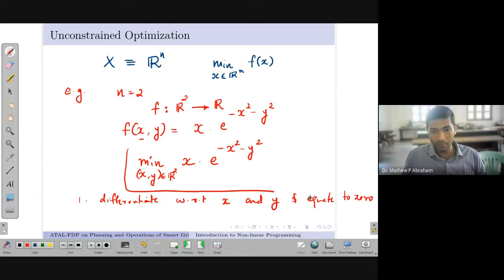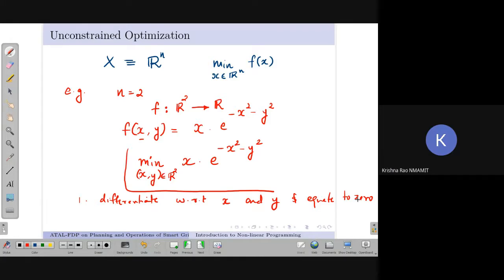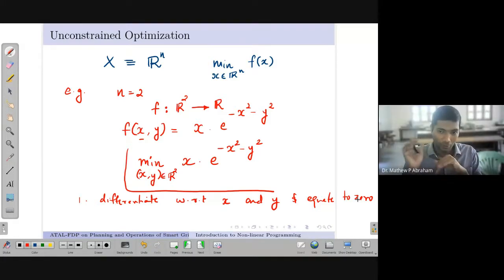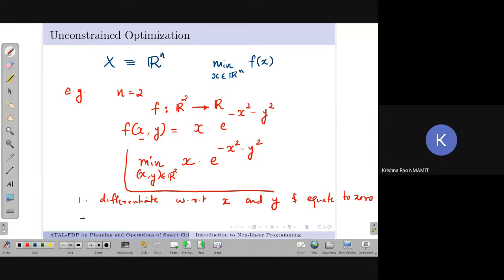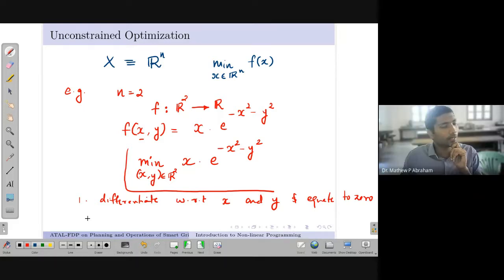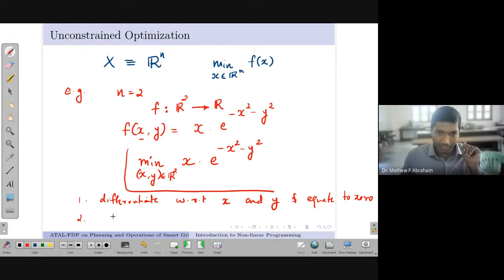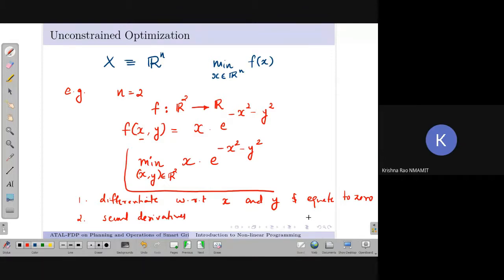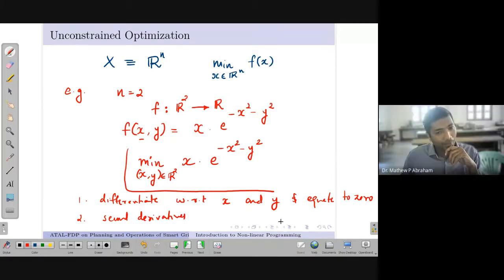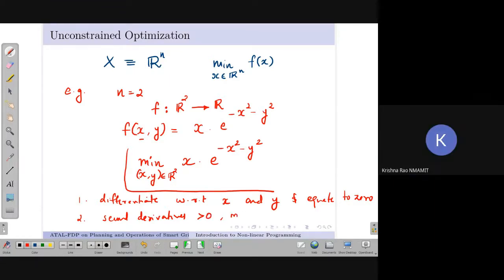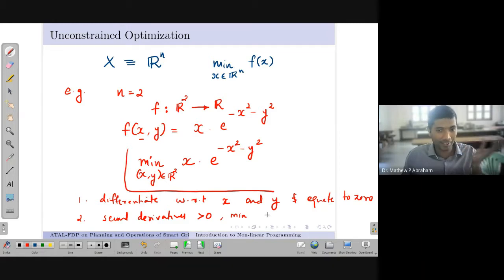So with that, will we get the solution? That could be maximum or minimum. Very good. So we have to take the second derivative. So you need to take this as a second step. You need to take the second derivatives, and if that is greater than 0, then that point will be a minimum. Otherwise, if it is less than 0, that point will be a maximum.